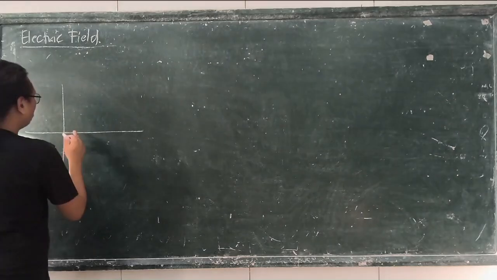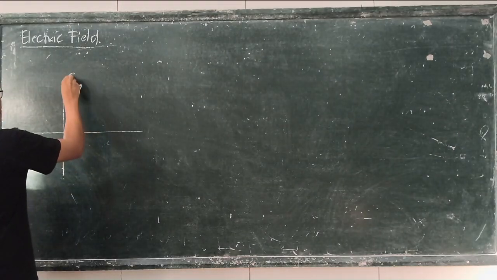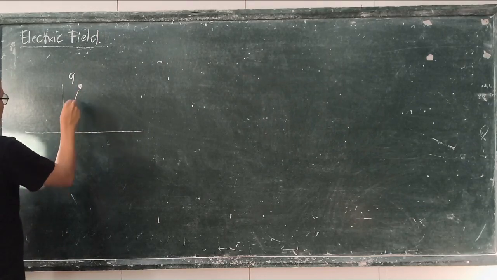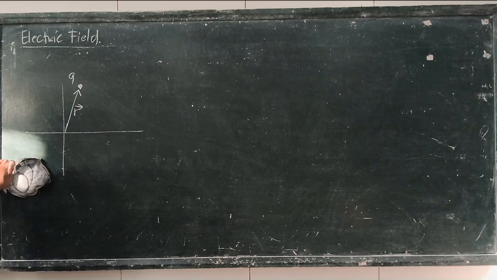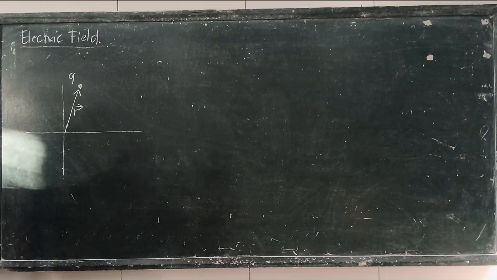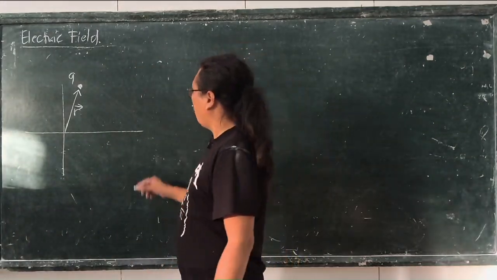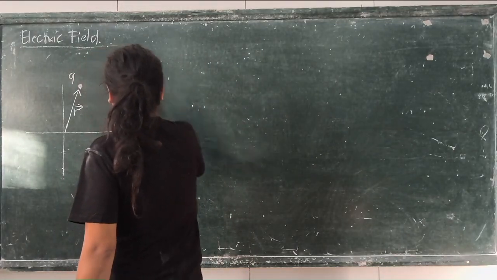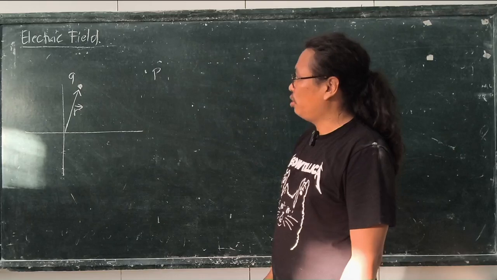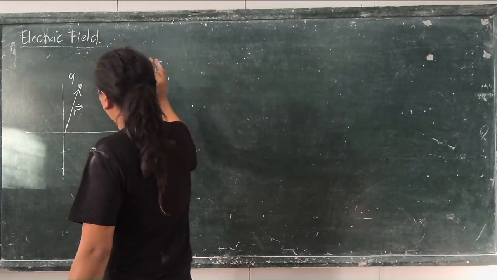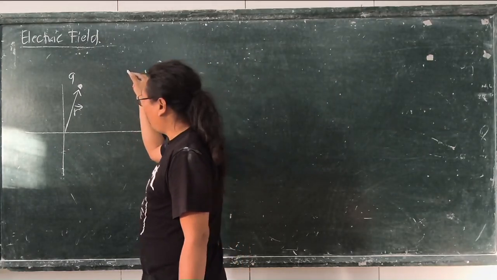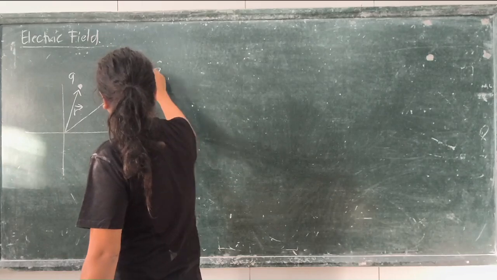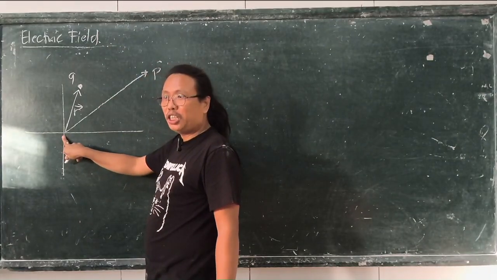So put this as the origin, and you now have a charge there, and this is the position vector of that charge, which we call R. We need a charge and a point of evaluation. Suppose this is our point of evaluation, let's call it point P. We also need to know the location of point P, because point P is given in terms of the origin of this coordinate system.